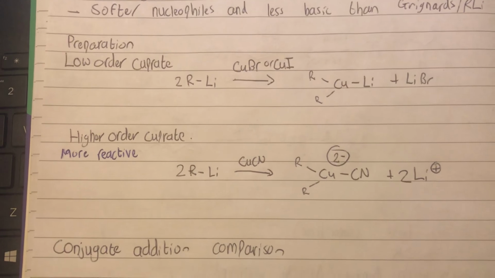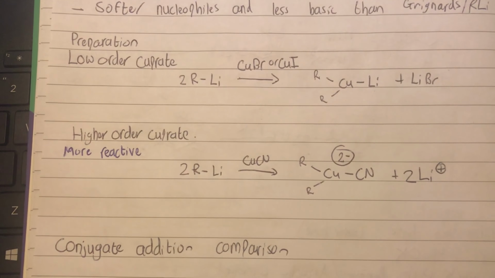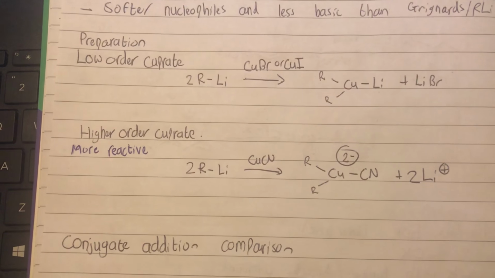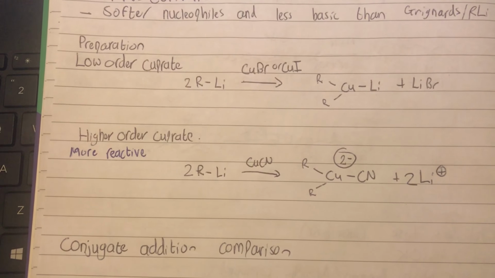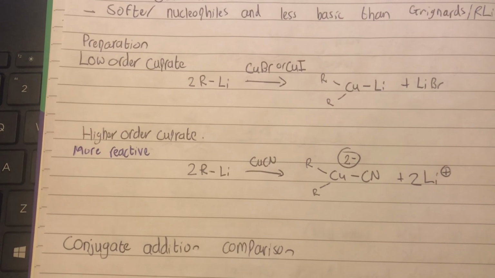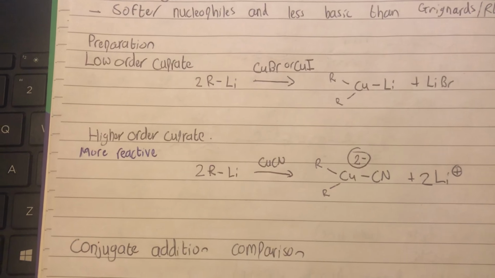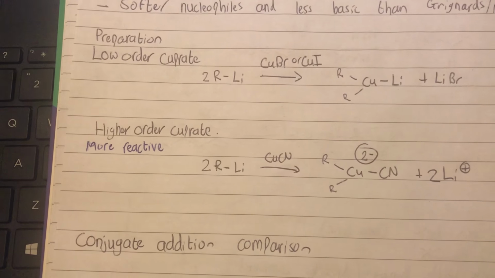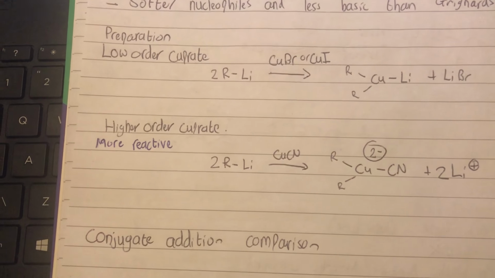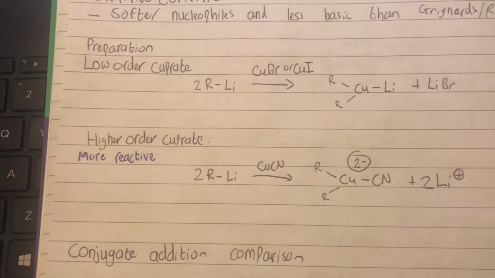Low order cuprates are formed using CuBr or CuI and RLi. This forms copper in the middle, attached to the lithium, with our two R groups from the 2 RLi.